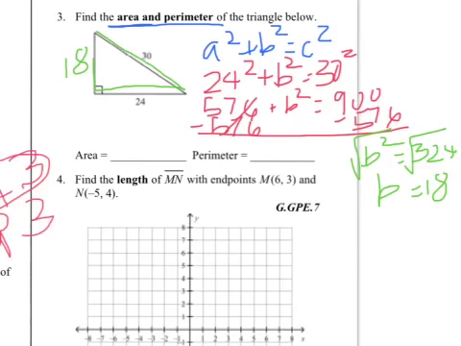And then to find the area, remember it's base times height divided by 2. And the base and the height are 24 and 18. So the final answer for the area is 216 and the perimeter is 72.